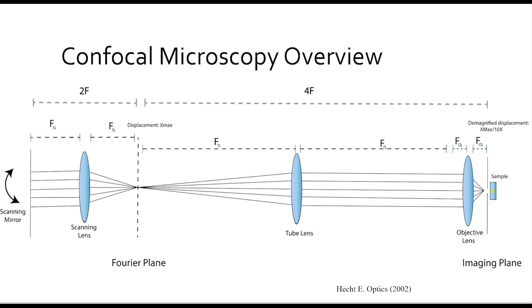So an additional 2F system relays the scanning MEMS mirror placed a focal length from the scan lens to the input of the 4F system, where the scan angle can be measured as the displacement on the conjugate plane. So this is a product of the maximum mechanical angle of the MEMS scanning mirror, and the lateral displacement at the sample plane is then demagnified by the 4F system.